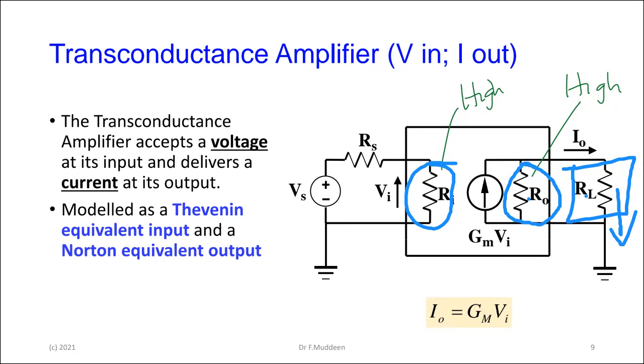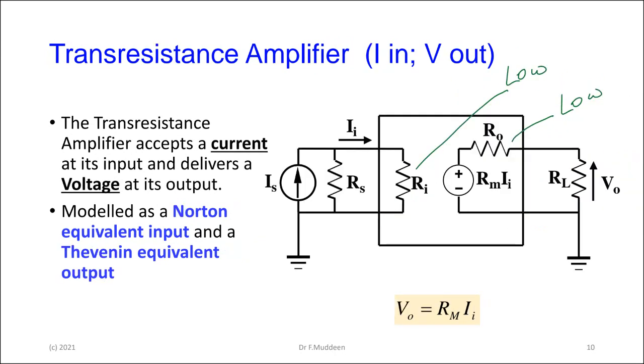So the output, the change in output current over the change in input current, that gain is called the transconductance, GM. And then the last configuration here is the transresistance amplifier. So this does the opposite. This takes a current coming in and it's going to give me a voltage coming out.